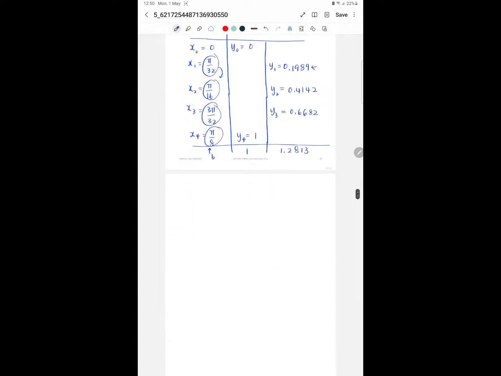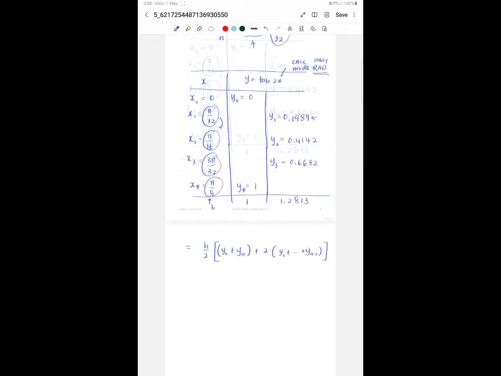Now we're going to substitute into the formula for trapezoidal rule. Calculate the total, then substitute into the formula. Here we have h over 2, h is pi over 32, times 2 is 64. So here y, this is the first and last, this one is the middle. So key in 1 plus 2 times 1.2813. The final answer will be 0.175 unit square because it is area.